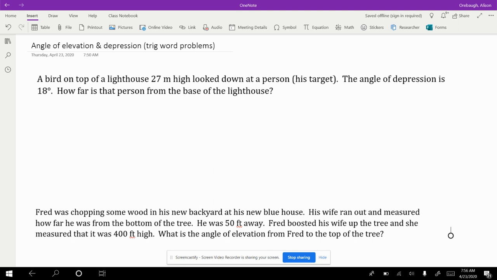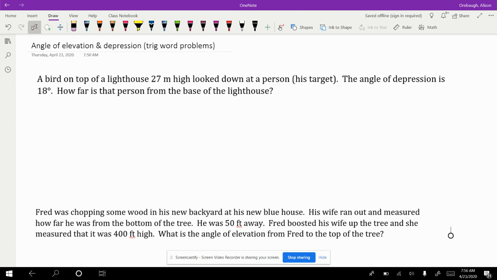We're using what we've done the past 2 days to do some word problems. I think you'll remember these called angle of elevation and depression, but basically this just removes the triangle and the information and requires that we put that in for ourselves. So first, let's read this problem.